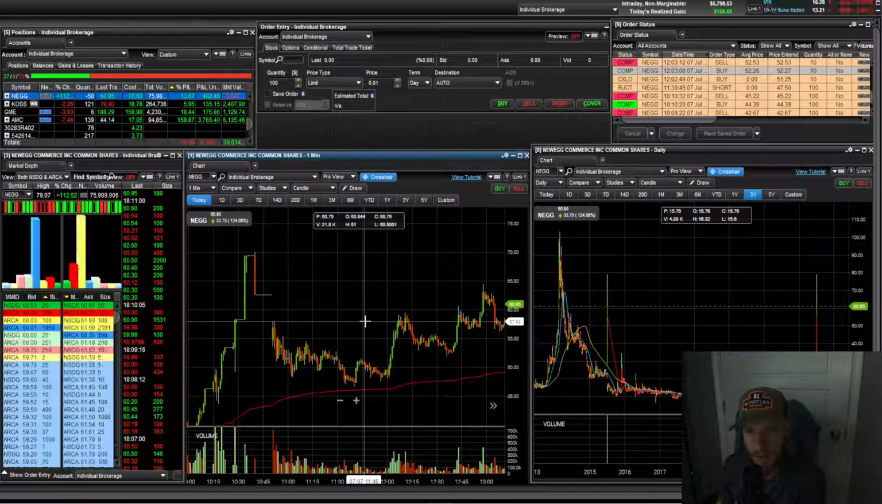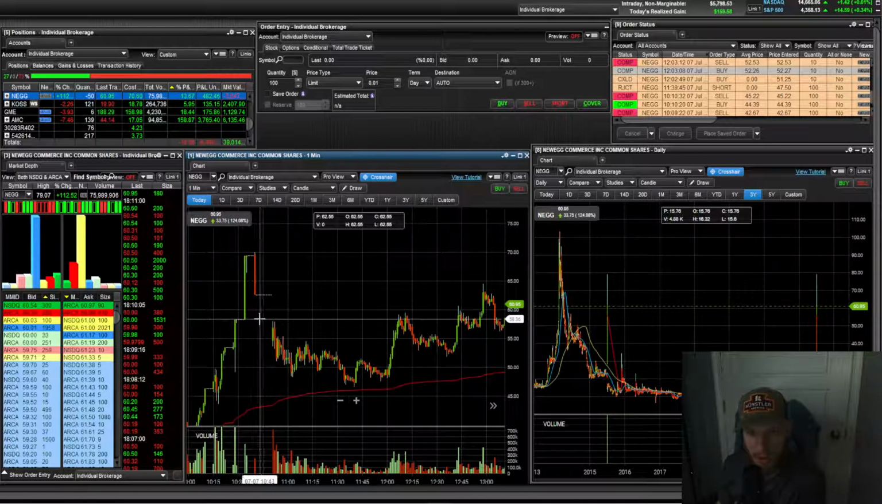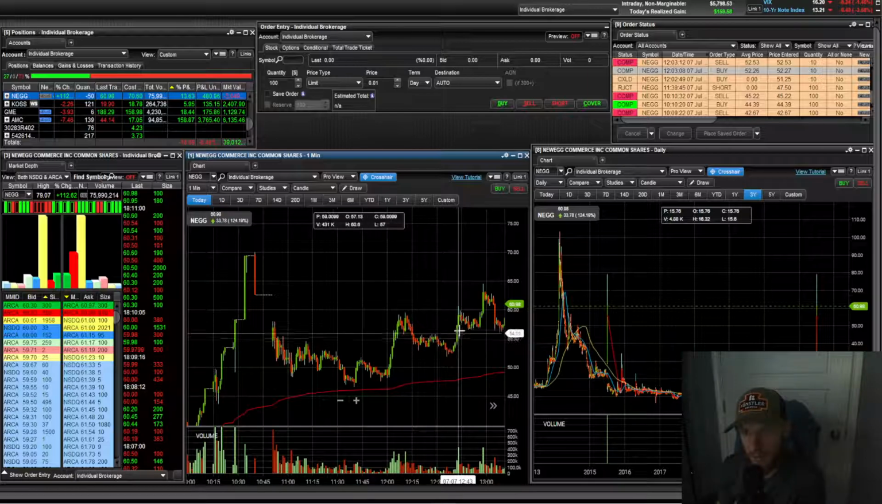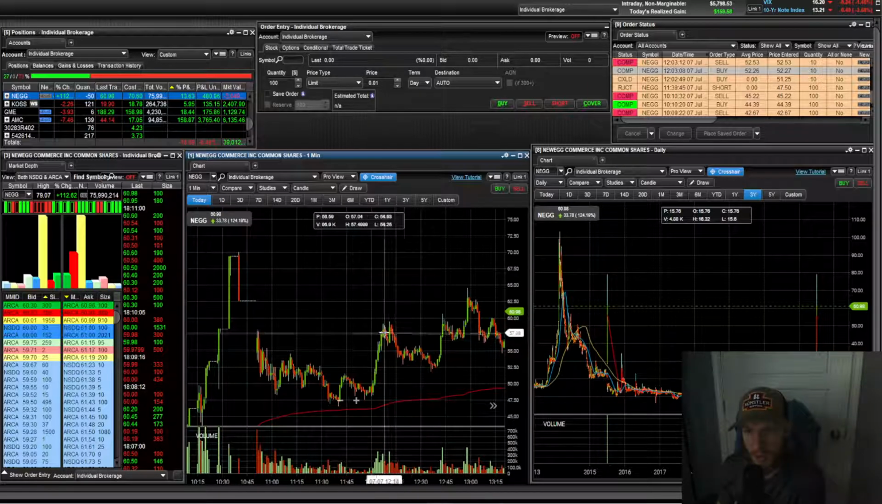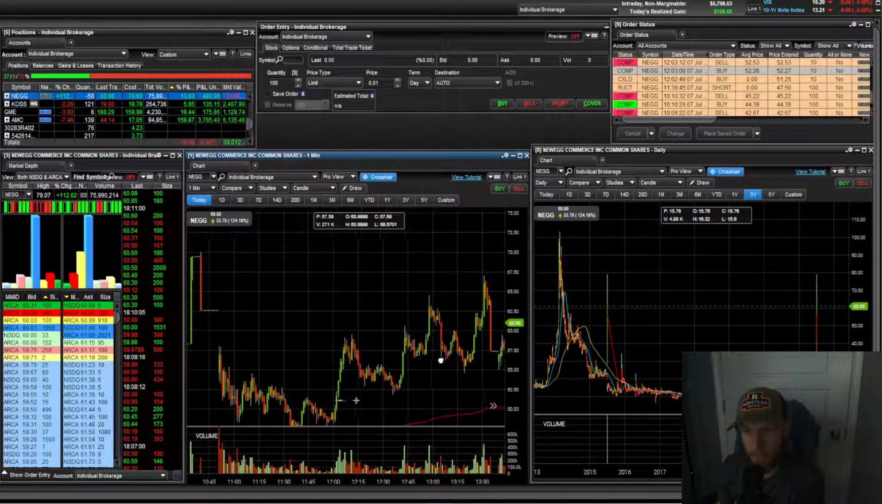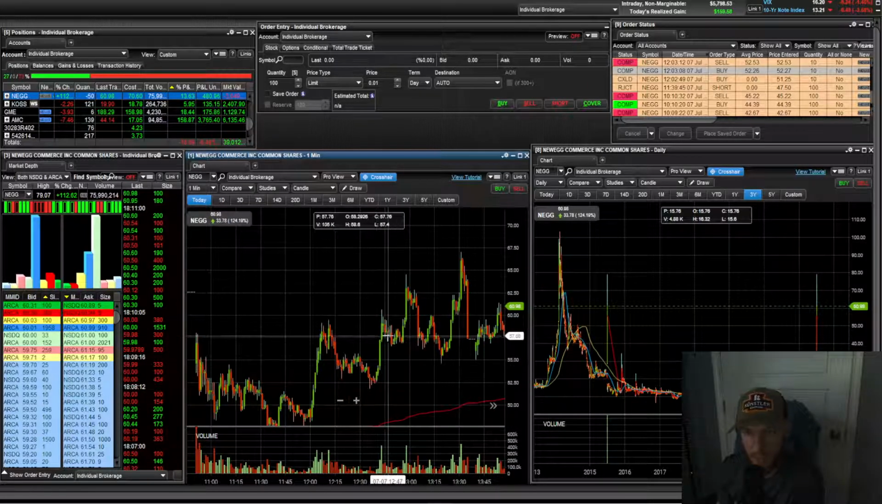Tested this prior, I wouldn't really call that a high, but a high point right there. It bounced around there a little bit, dropped off, and eventually pushed through. So these were good areas to hop in, and just some good moves in here.